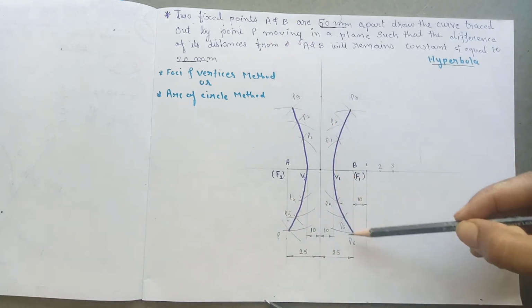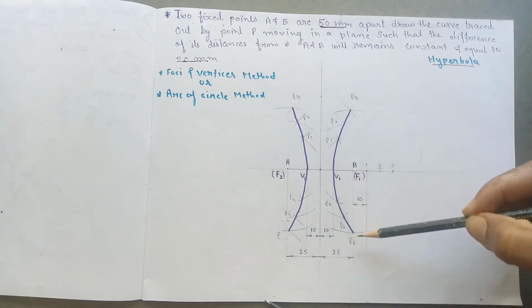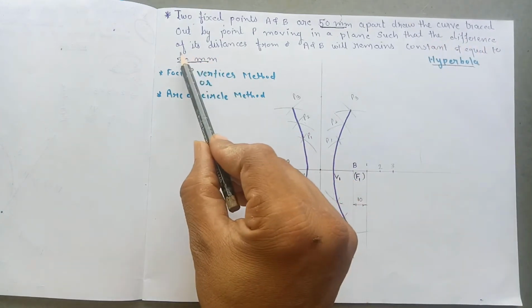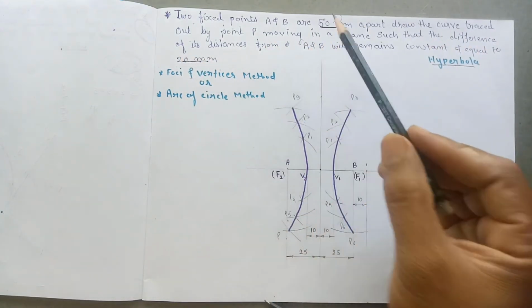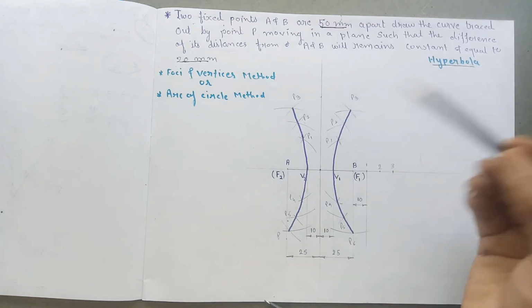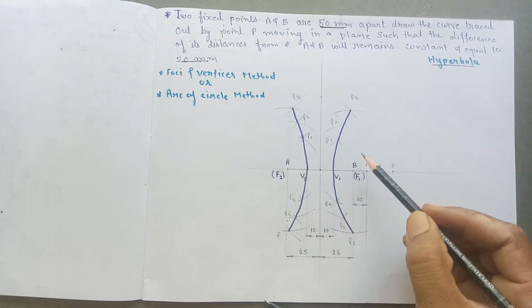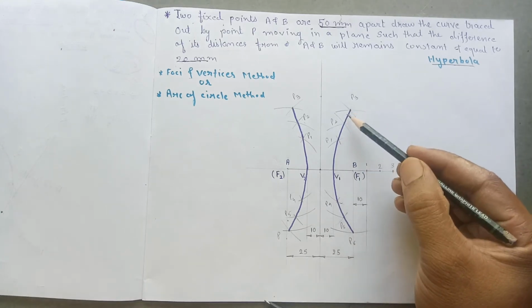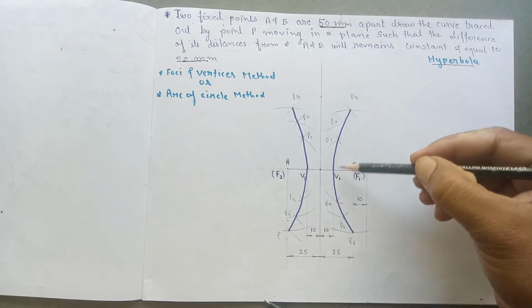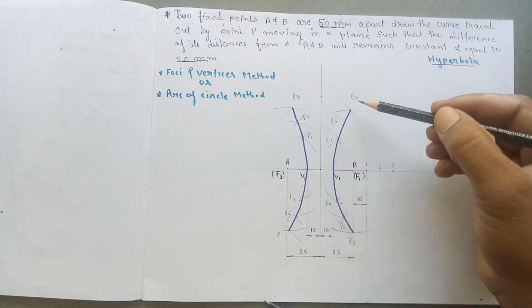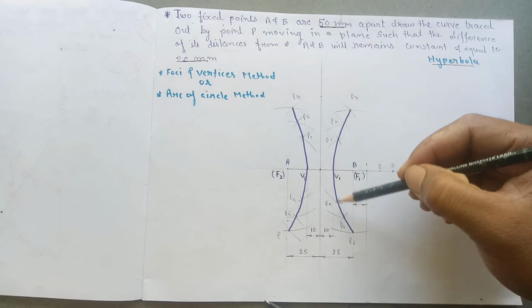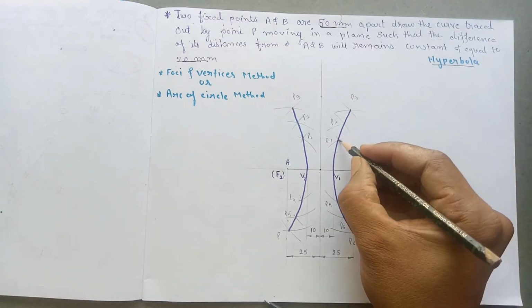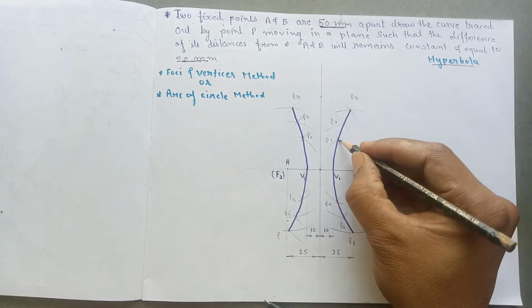moving in a plane. The point P is moving in a plane such that the difference of its distances from A and B will remain constant. Now let us say that these points are the moving point, the points on the curve. We can say that the moving point will generate the curve. So let us mark this point P1. P1 is the moving point.